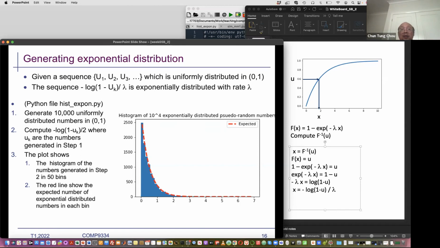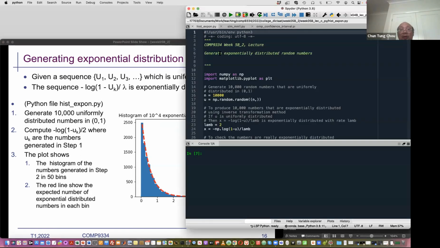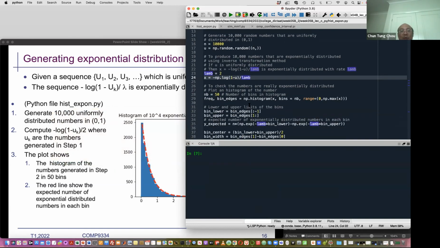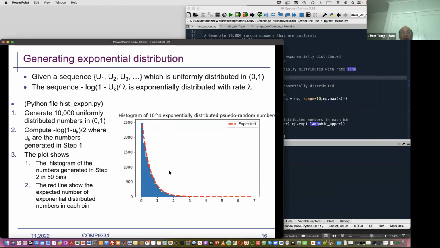Now, I've actually written a program to generate 10,000 exponentially distributed random numbers, but this time I'm not using a random library. What I do is I generate 10,000 numbers that are between 0 and 1, and then for these numbers I compute the log of 1 minus the random number divided by lambda. If I run the program, you will be able to generate exponentially distributed random numbers.